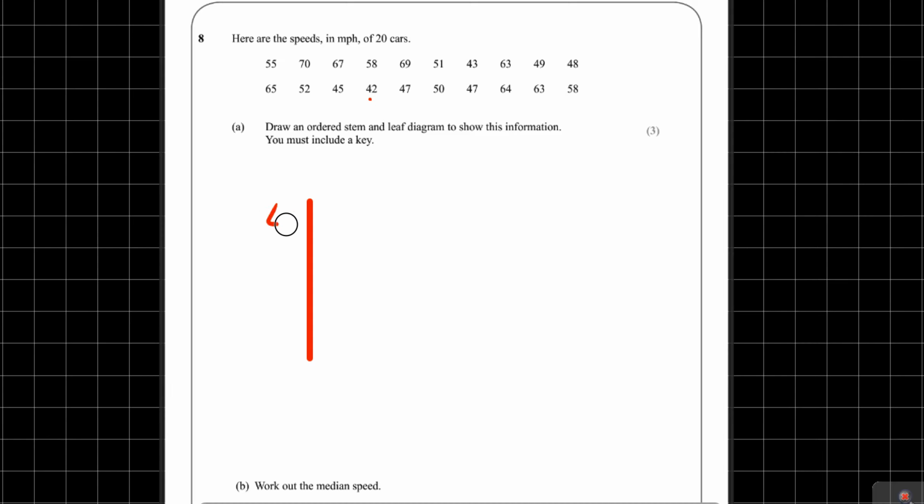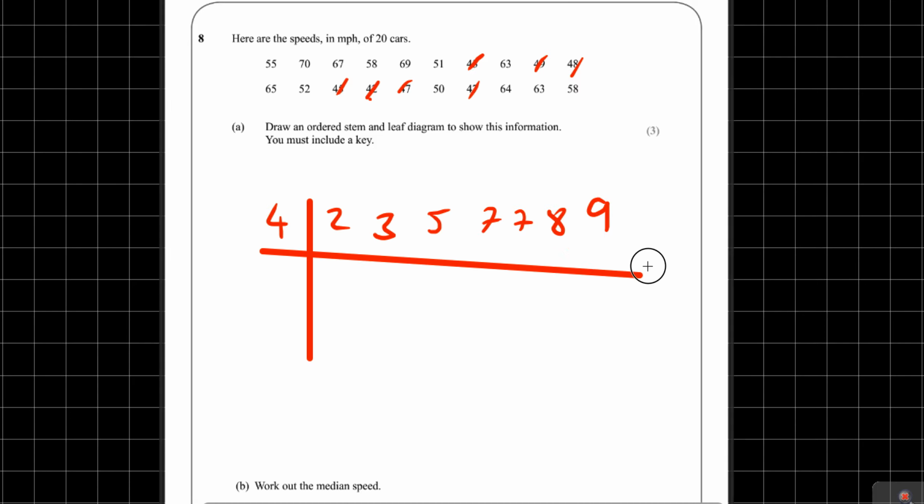So we're going to start with a 4, and we start crossing them off. So 42, we've got 43, 45, 2 47s, and 48, and then 49. And then we can get a ruler, draw a line underneath, and start on our next one.